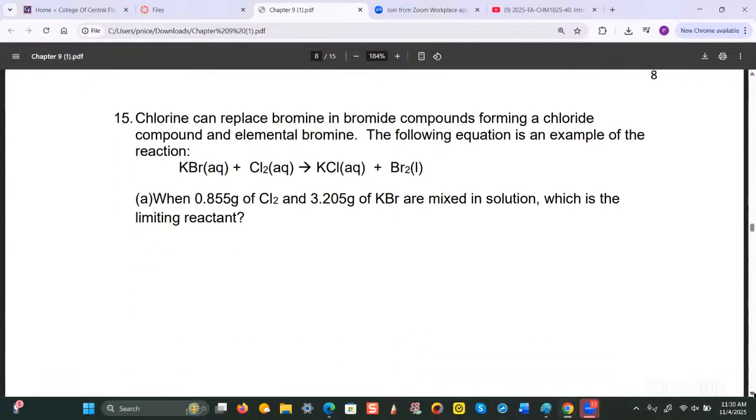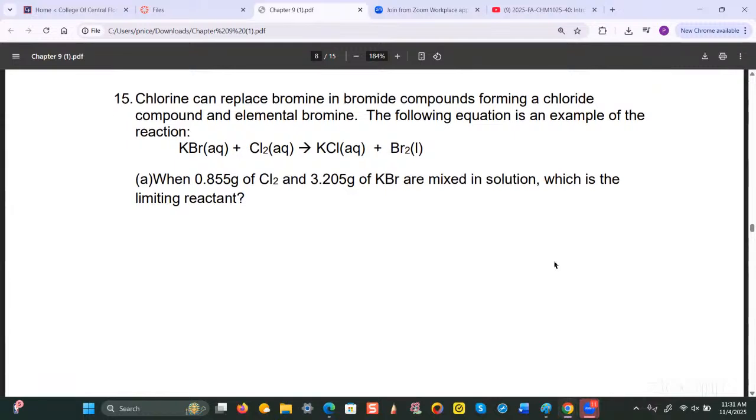Let me clear this and scroll down. Okay, now this one is a bit more challenging compared to the ones that we just did because, well, for one, the equation is not balanced, so we need to balance it. And then in the case of the A part, they gave you the masses, not the moles of the reactants, right? So let's concentrate first on balancing the given equation. So how would you go about balancing this equation? Anybody?